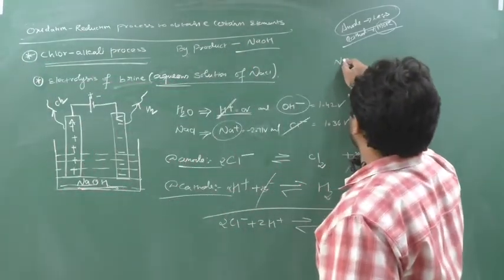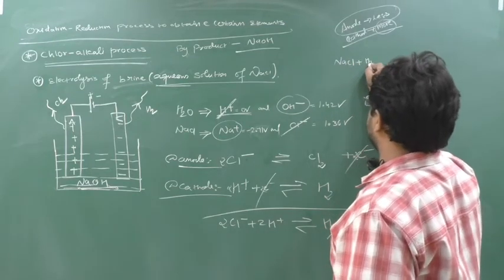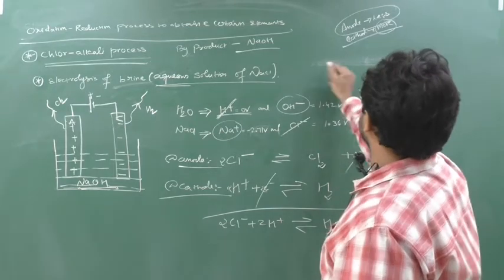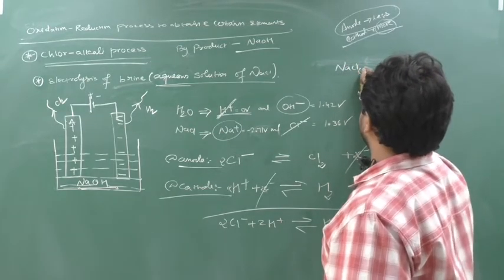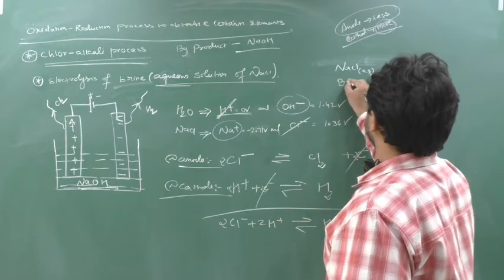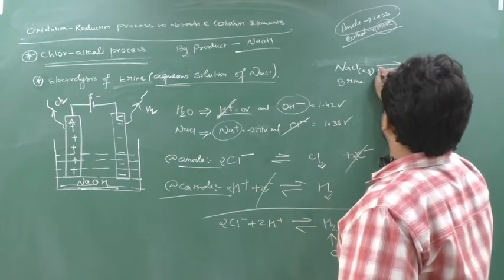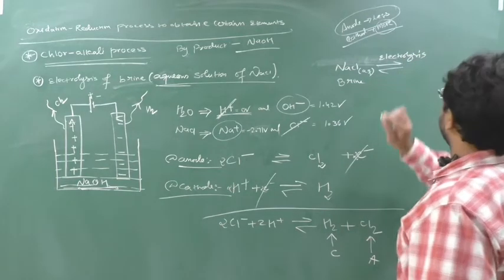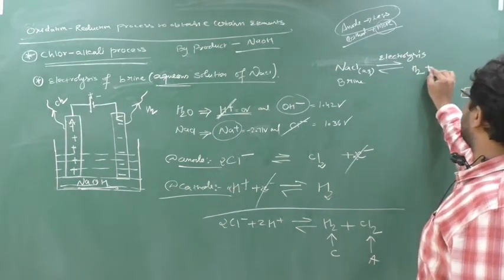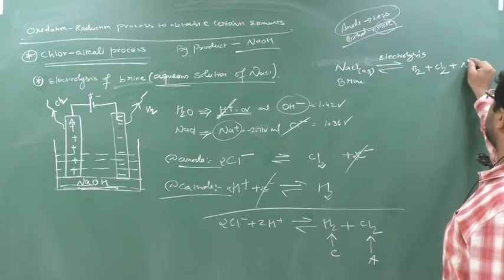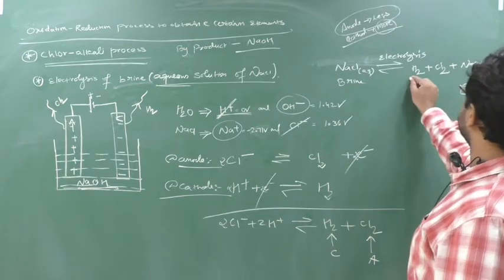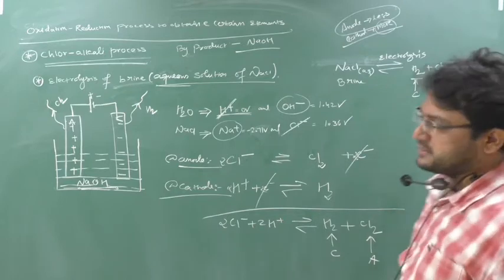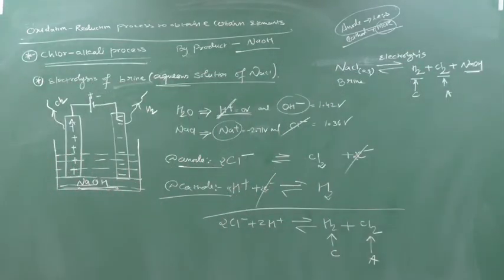So how can I write the reaction generally? NaCl plus H2O together is called brine, or I can write NaCl aqueous here. When I do the electrolysis, I will get 3 products. Which products will I get? I will obtain hydrogen, I will obtain chlorine, I will obtain NaOH. Clear this part? So this will be at the cathode, this at the anode, and this is the byproduct. Write this down. This is your chloralkali process.